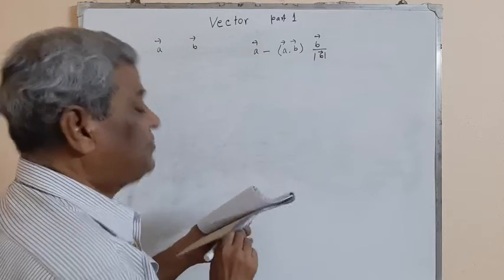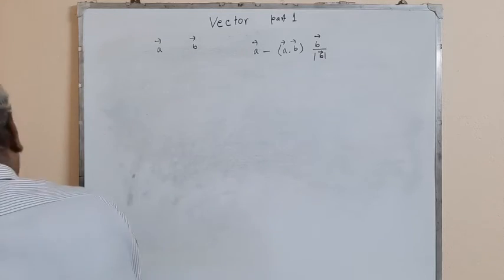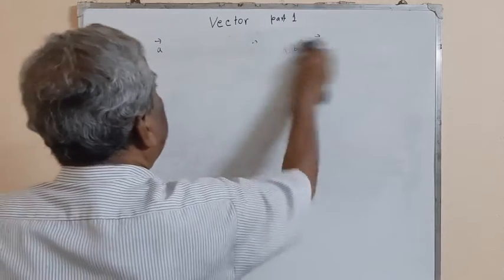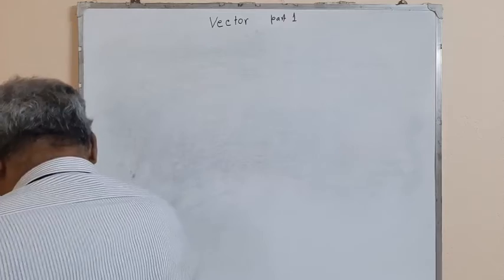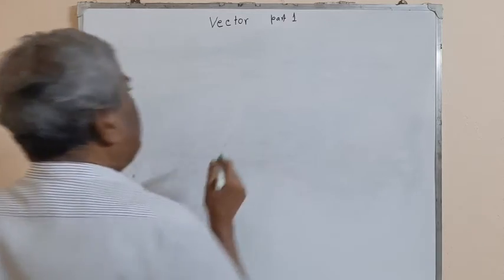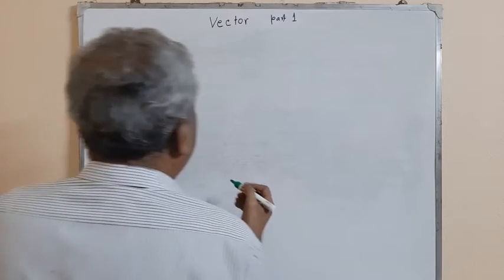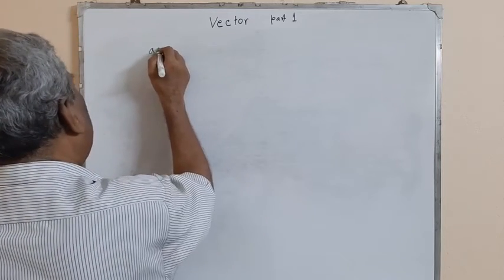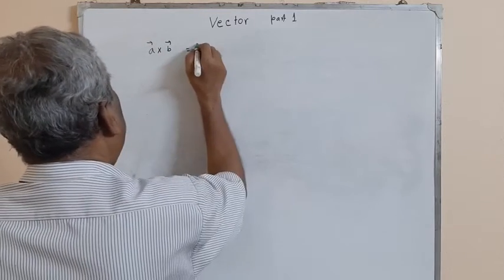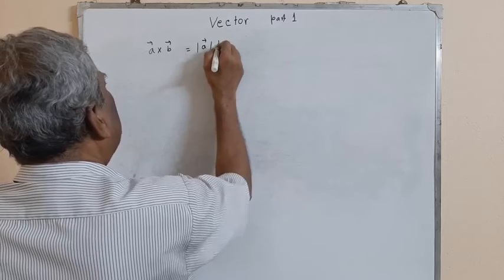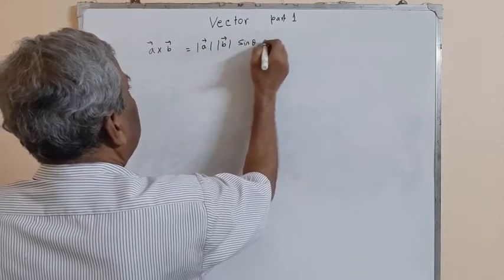Next we discuss vector product or cross product. Suppose A and B are two vectors, then like dot product or scalar product, it has another type of product which is known as cross product or vector product, and it is denoted by A cross B. This is equal to magnitude A, magnitude B into sine theta into n.